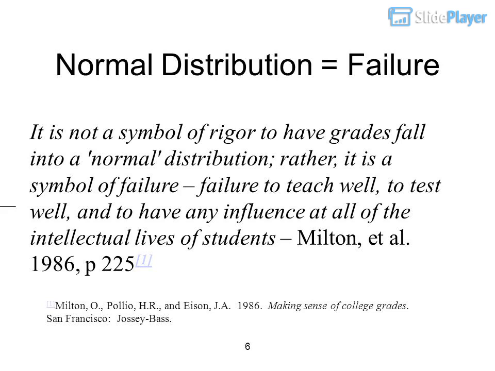5. Normal distribution equals failure. It is not a symbol of rigor to have grades fall into a normal distribution, rather, it is a symbol of failure, failure to teach well, to test well, and to have any influence at all on the intellectual lives of students. Milton, et al. 1986, p. 225. Milton, O., Pollio, H.R., and Eison, J.A. 1986. Making Sense of College Grades. San Francisco, Jossey-Bass.